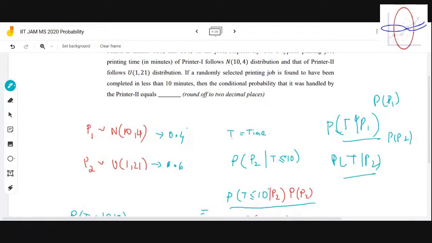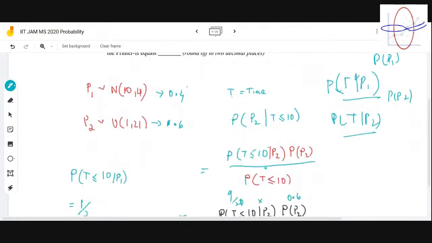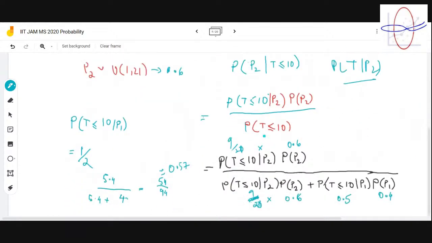Probability of P2 given t less than or equal to 10 is equal to probability of t less than or equal to 10 given P2 into probability of P2, divided by probability of t less than or equal to 10. Now you divide probability of t less than or equal to 10 into two cases, depending on the information we have: probability of t less than or equal to 10 given P2 into probability of P2, plus the same for P1. It's called LOTP, the law of total probability. And you just put in the results.